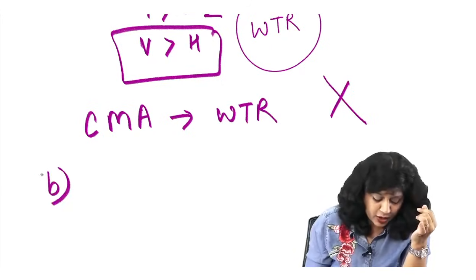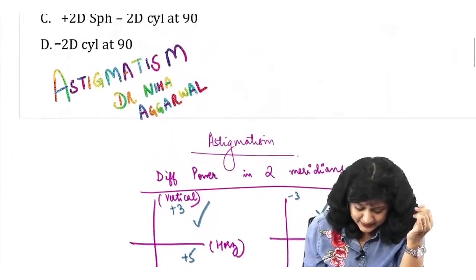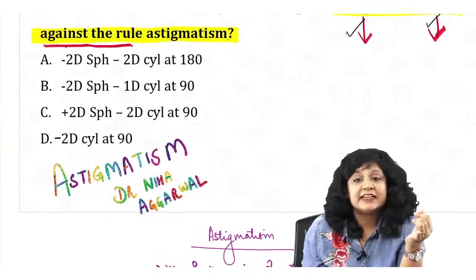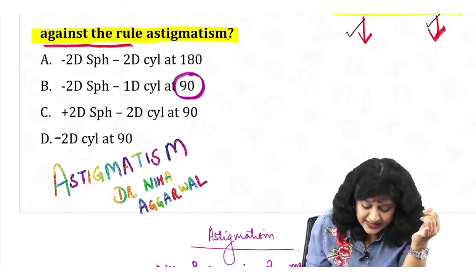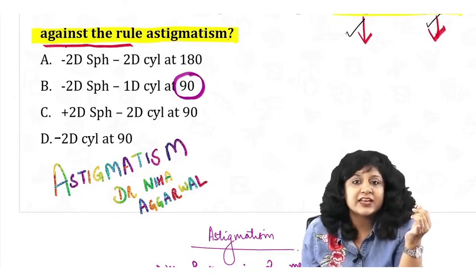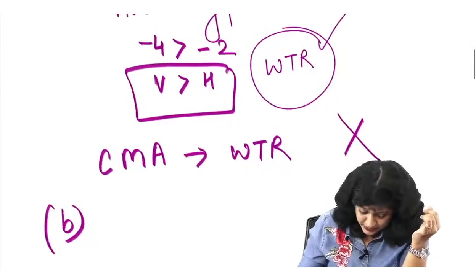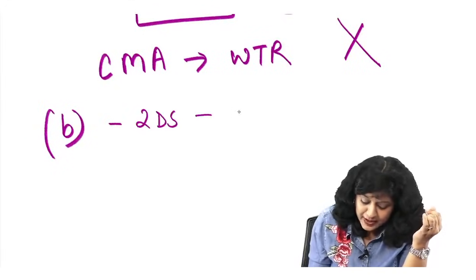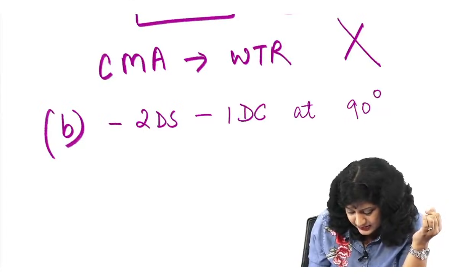Let's see option number B now. Option number B says -2 diopter spherical with -1 and now they are giving it at 90 degrees. So let's try to solve this. Option number B says -2 diopter spherical with -1 diopter cylinder which is given at 90 degrees.